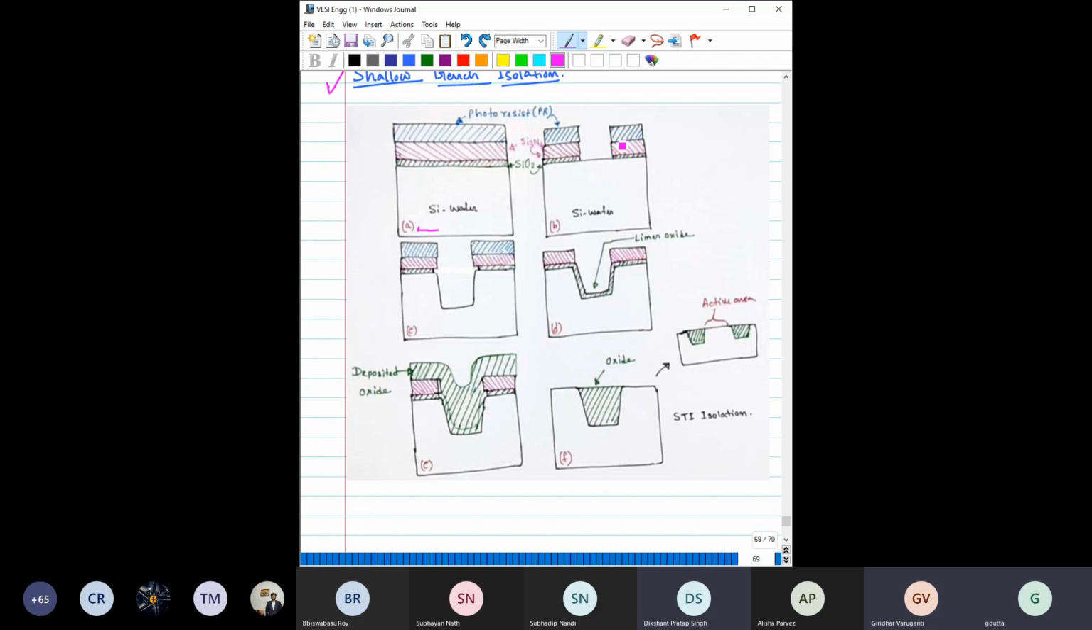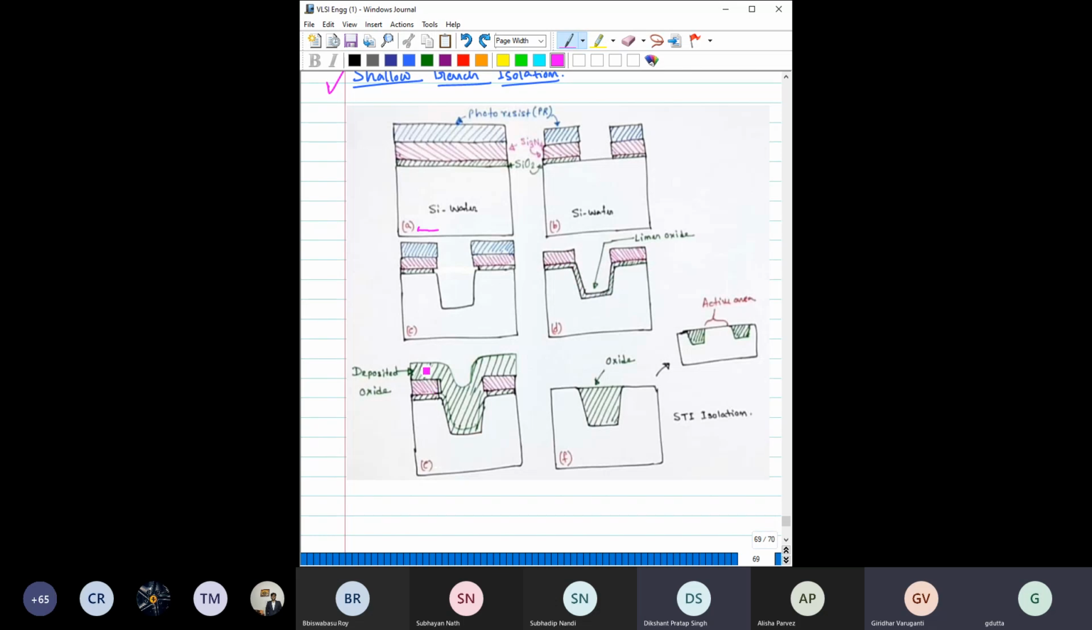Trench means just open a window here like this, so that you can access the silicon wafer. Now you use dry etching to etch this silicon. Once you etch the silicon, it will create a profile something like that. Then remove the photoresist and do a thermal oxidation. That will create a thin oxide layer here.